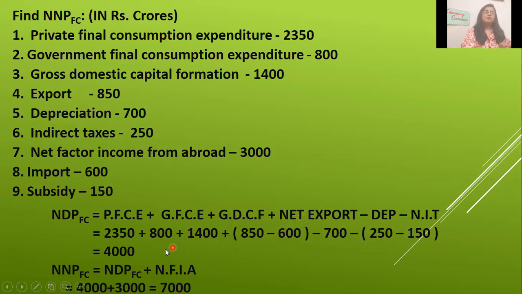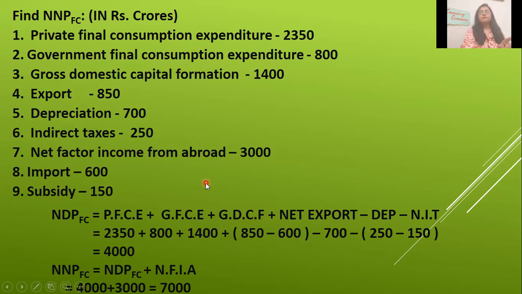After calculating it, you just add or subtract whatever signs are given, and your answer is 4,000. I don't think I have to explain the calculation part; I only want to explain the process. Now you have got 4,000 as NDPFC. So what will you do? You will add net factor income from abroad to NDPFC, and you will find NNPFC. So NDPFC plus NFIA is NNPFC.